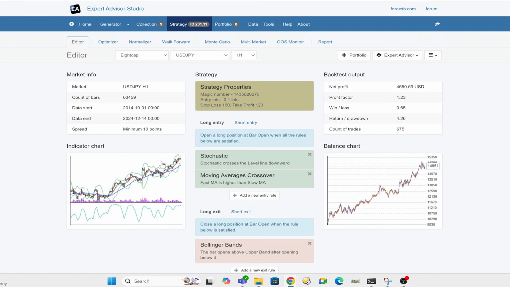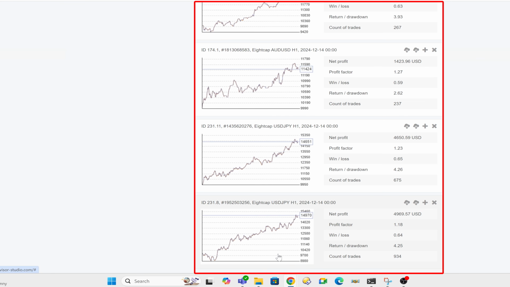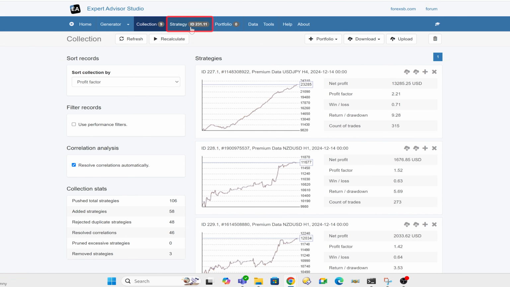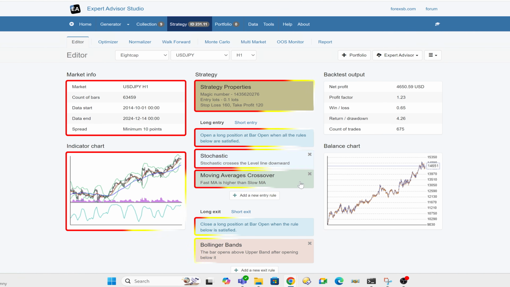And after 4 days of EA Studio doing a lot of hard work, I'm able to work my way through these and use my kind of experience of trading to select the ones that I think are the best and maybe perform some additional tests. And that's what I've done, and that's how we arrive at this strategy.